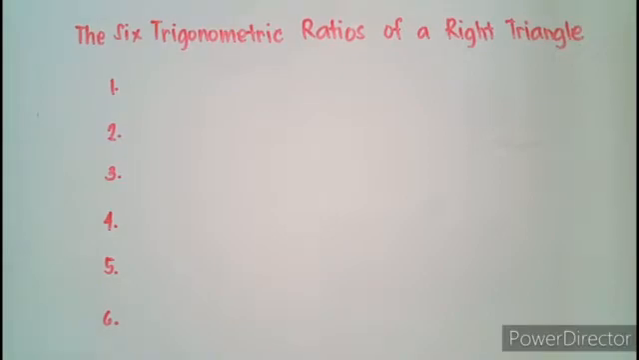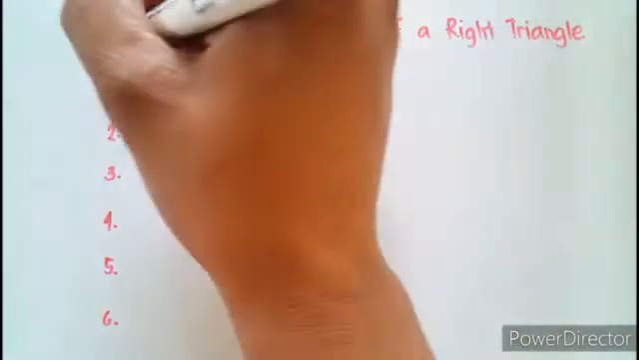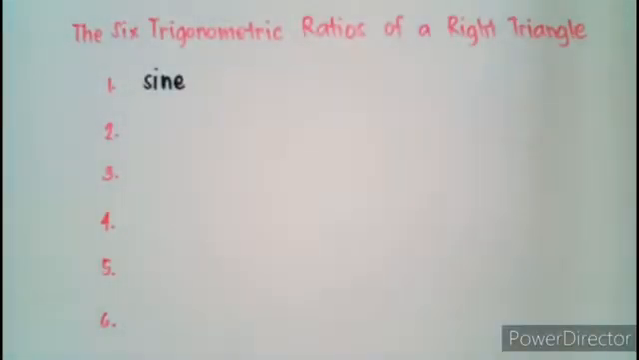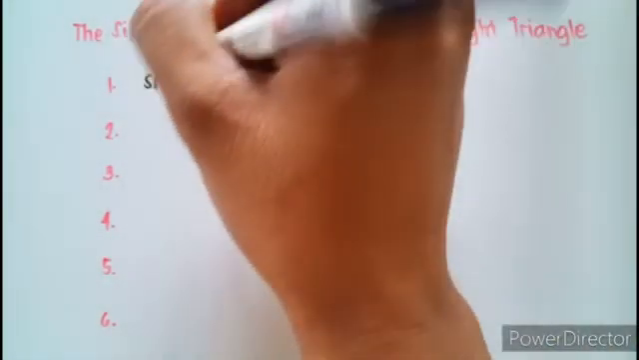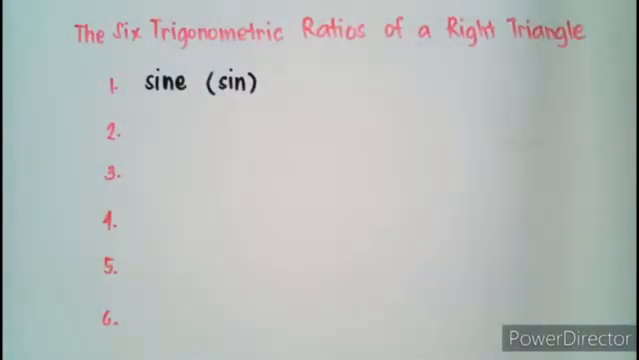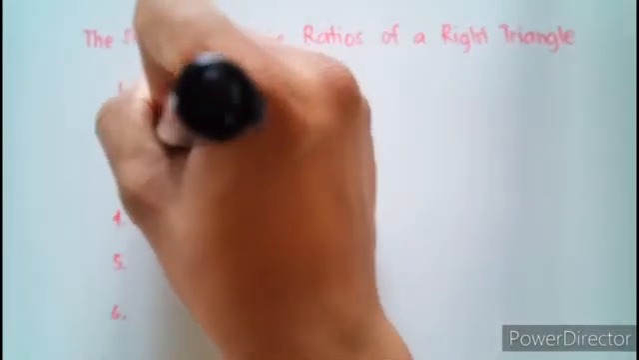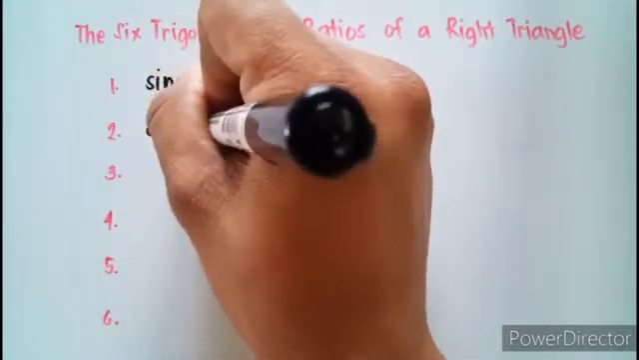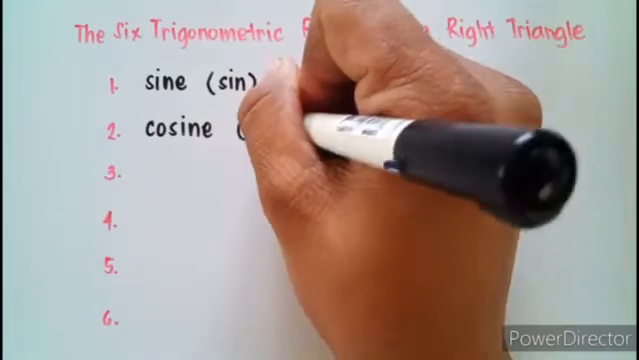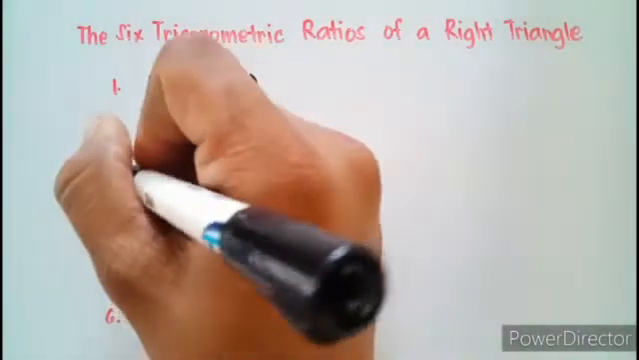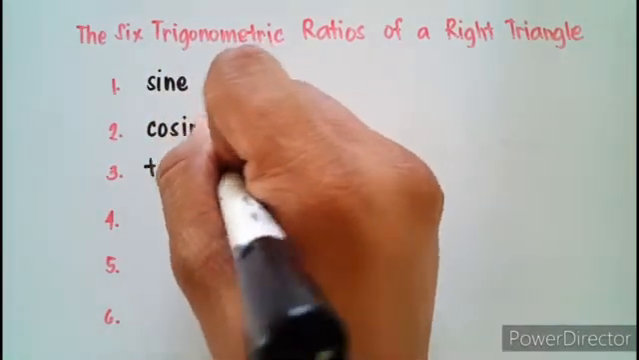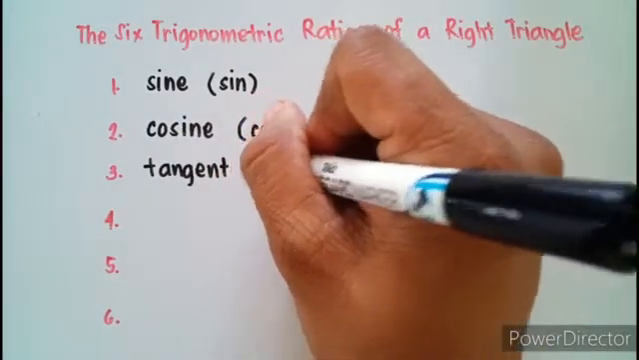The 6 trigonometric ratios of a right triangle. Number 1 is sine. The spelling of sine is S-I-N-E, and the symbol is SIN. This is read as sine. Number 2, we have cosine, and the symbol is COS. Number 3 is tangent, and the symbol is TAN.